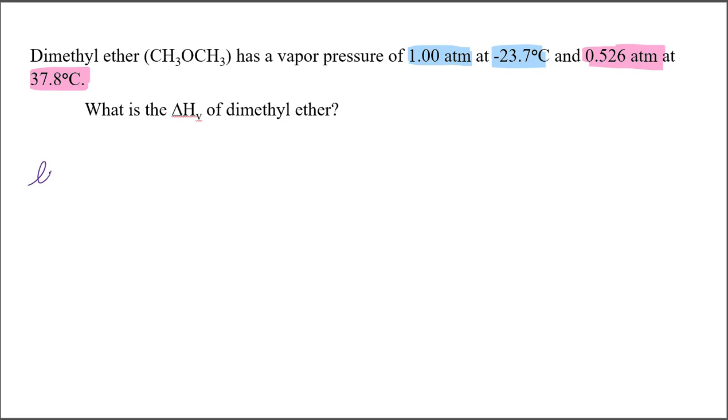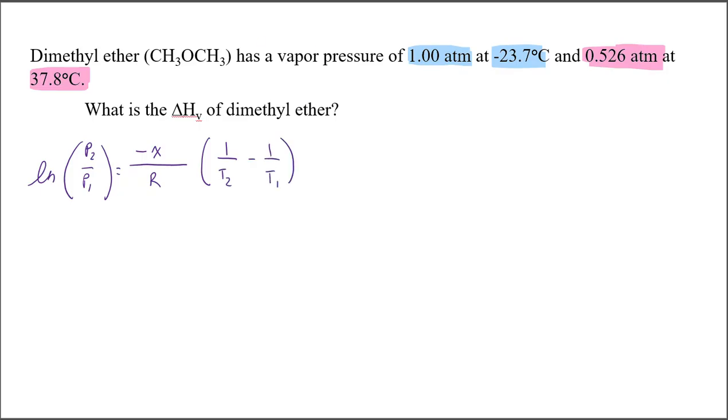So the natural logarithm of P2 over P1 equals negative delta H of vaporization. That's what we're solving for. I'm just going to simplify it further and call it X, divided by 8.314, better known as R. Let me write it out first, and then I'll plug variables in, times 1 over T2 minus 1 over T1.